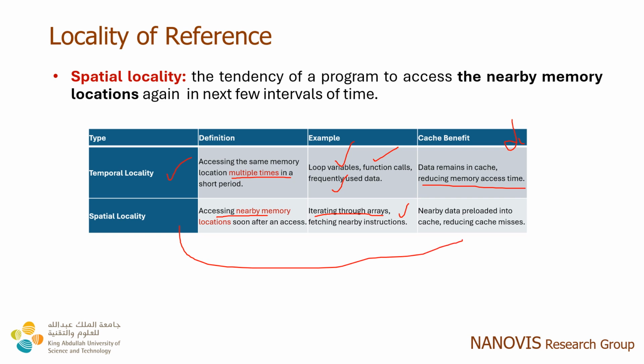For implementation of spatial locality, we bring a big chunk of data from the main memory to the cache, because if I access this location in the next interval, it's highly expected that the processor will ask for a nearby location.